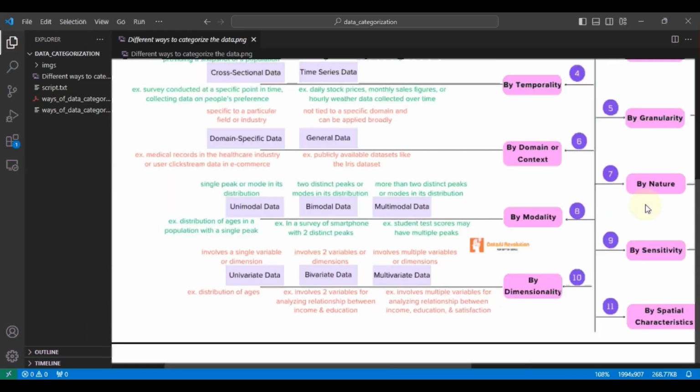Now next, we can also categorize data with respect to modality. With respect to modality, we can say that the data is either unimodal data, bimodal data, or multimodal data.